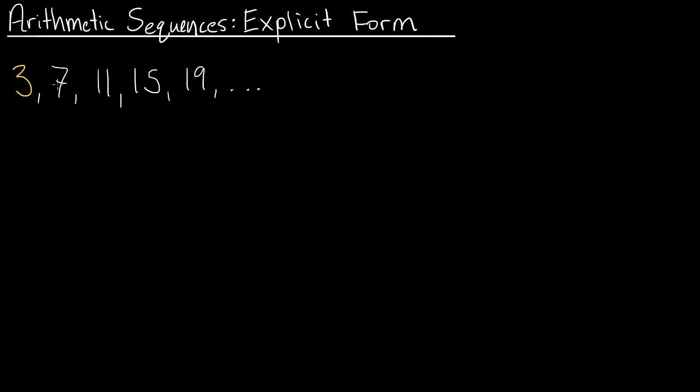So let me work through the pieces that make up this arithmetic sequence, and then we'll see how we can represent it in explicit form. The first thing that we want to look at is, what is our starting value for our arithmetic sequence? Our starting value here is 3, and so I'm going to write that out. We have a starting value of 3.